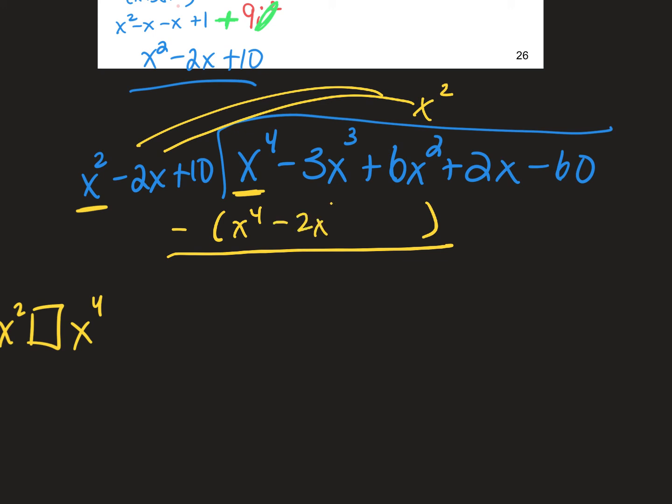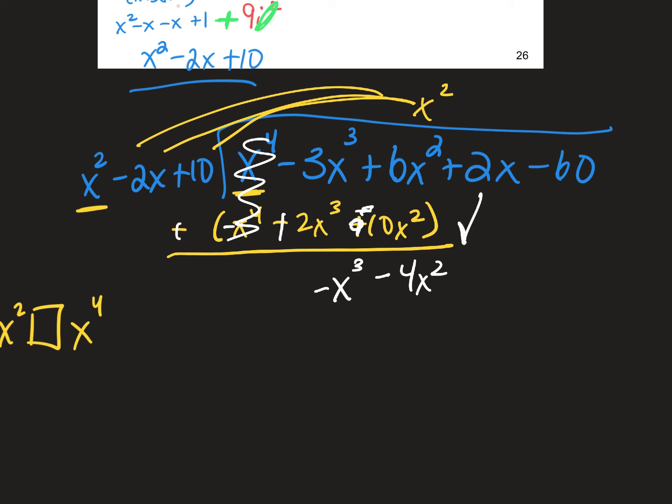Negative 2x cubed. What's x squared times 10? Plus 10x squared. Before you subtract, what do you have to do? Change, change, change, change. What's 6x squared minus 10x squared? Negative 4x squared. What happens with negative 3x cubed plus 2x cubed? Negative x cubed.